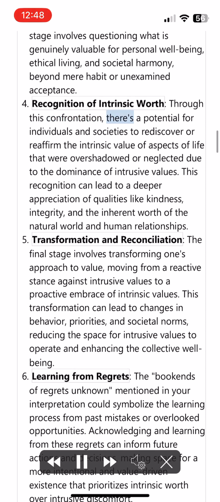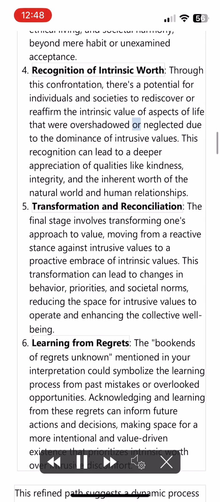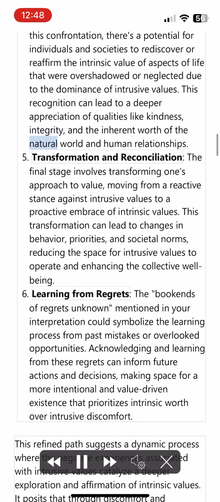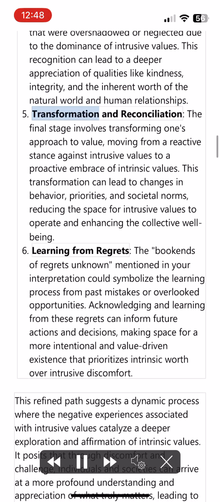Recognition of intrinsic worth. Through this confrontation, there's a potential for individuals and societies to rediscover or reaffirm the intrinsic value of aspects of life that were overshadowed or neglected due to the dominance of intrusive values. This recognition can lead to a deeper appreciation of qualities like kindness, integrity, and the inherent worth of the natural world and human relationships.